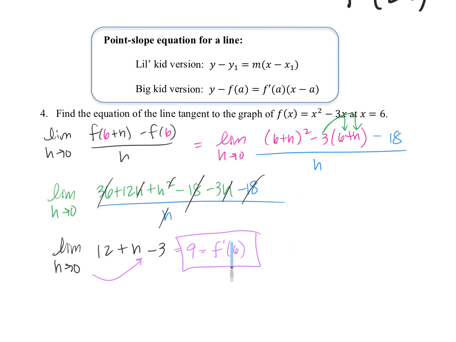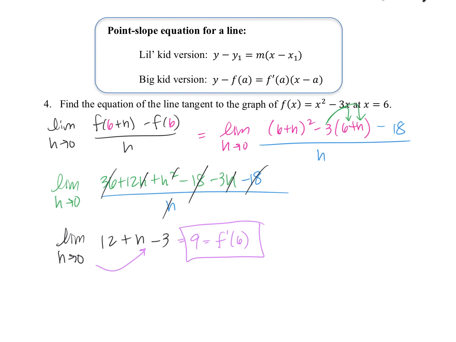Guys, that little apostrophe is a game changer. You've never seen that till today, and it is a game changer. That means slope, that little apostrophe.